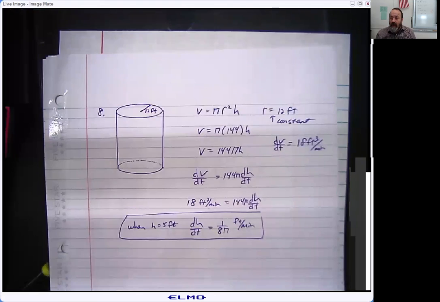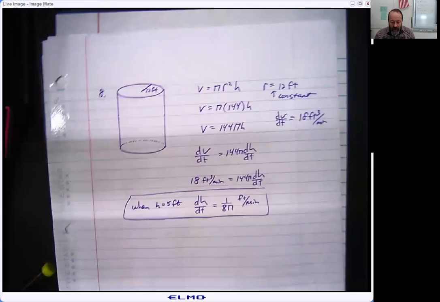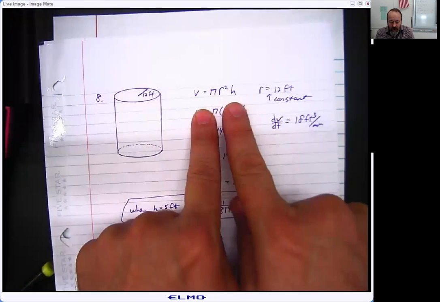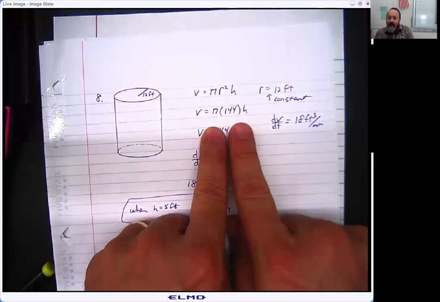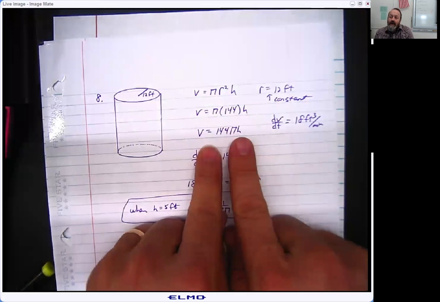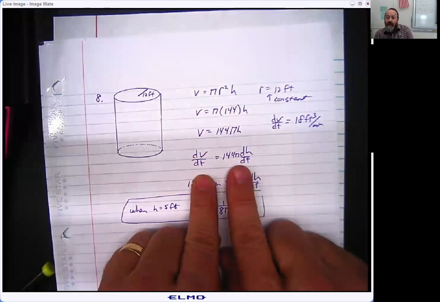So I started off with a nice picture. The volume of a cylinder is pi r squared h. Notice since the radius was a constant, it did not hurt for me to plug that in very, very quickly. And now dV/dt is 144 pi dh/dt.